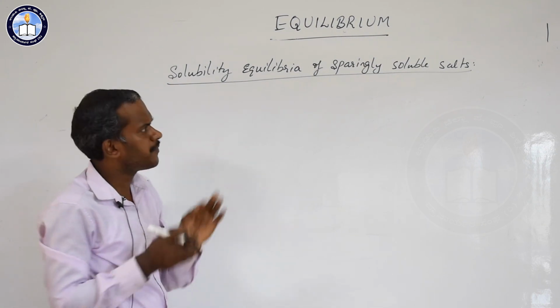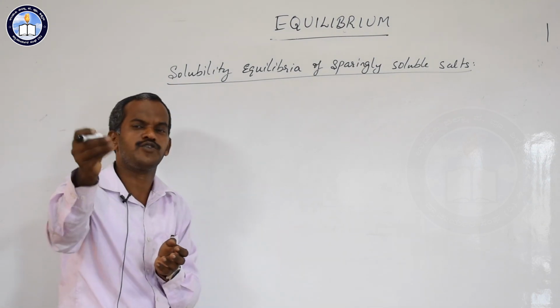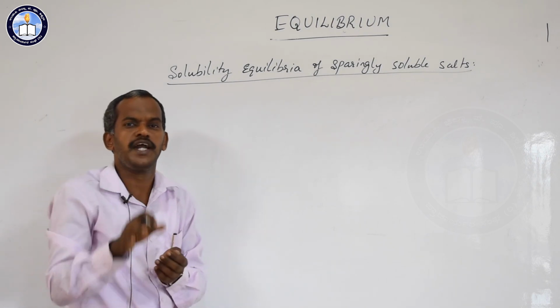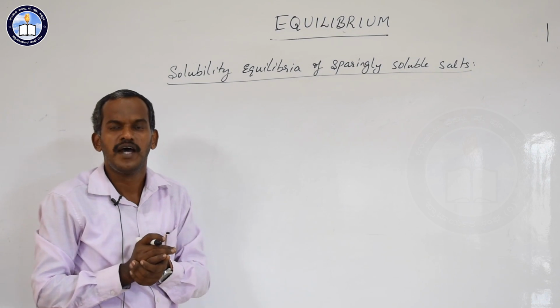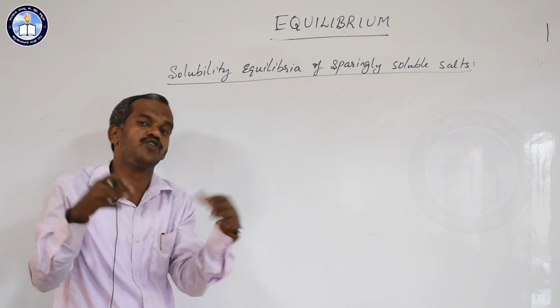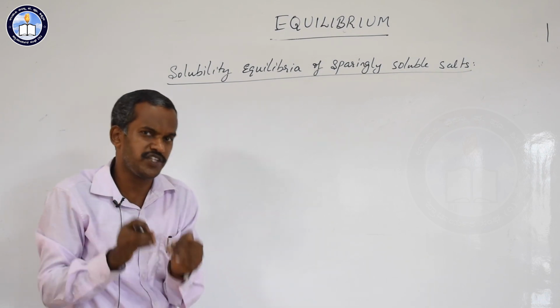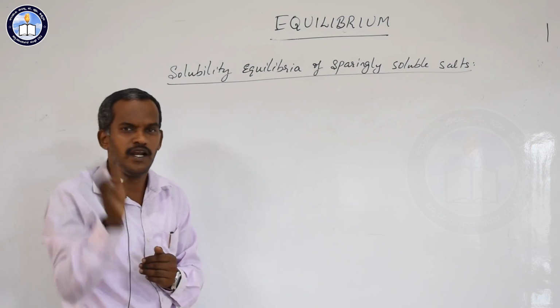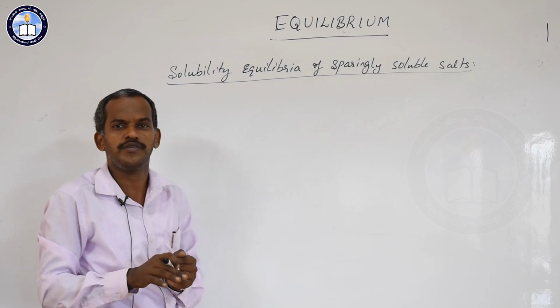Okay, so basically you have to understand that when sodium chloride is added to water, it dissolves. When calcium carbonate is added to water, it will not dissolve. And the same sodium chloride salt may not dissolve in some other solvent. How it dissolves in water, it may not dissolve in some other solvents.